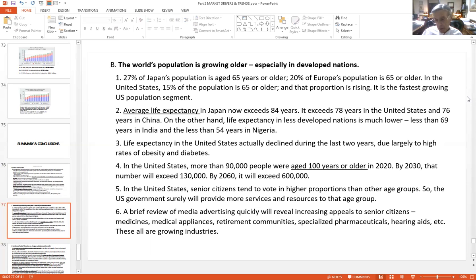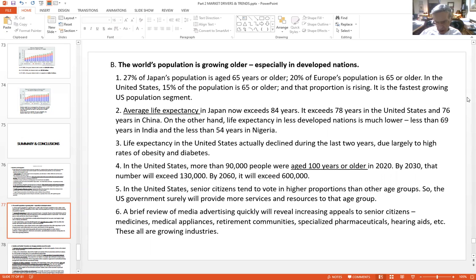Rather interesting statistics about aging. Today, about 90,000 people are 100 years old or older. By 2030, that'll be 130,000. And by 2060, 600,000. And because senior citizens tend to vote more than other groups, and because their proportions of the population are rising so fast, we can expect the government to be especially responsive to that age group.